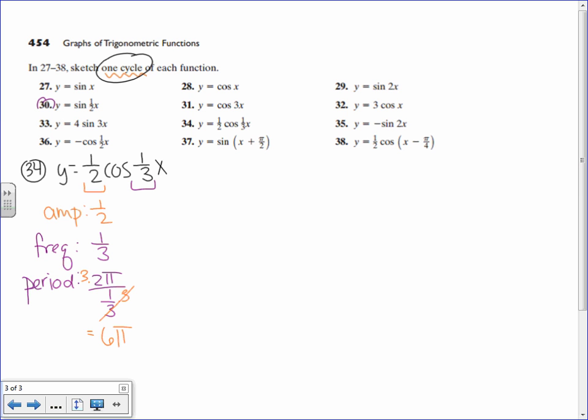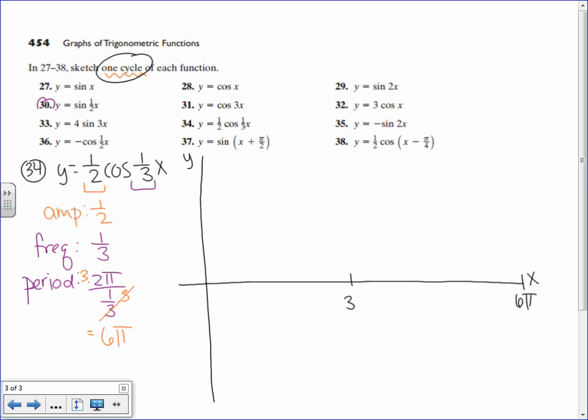So if we thought our other graph was going to be super fat, this one's going to be even more fat because it's got to go from 0 to 6 pi in order to get one period, one cycle of this function. So here's going to be 6 pi. Halfway to 6 pi would be 3 pi.